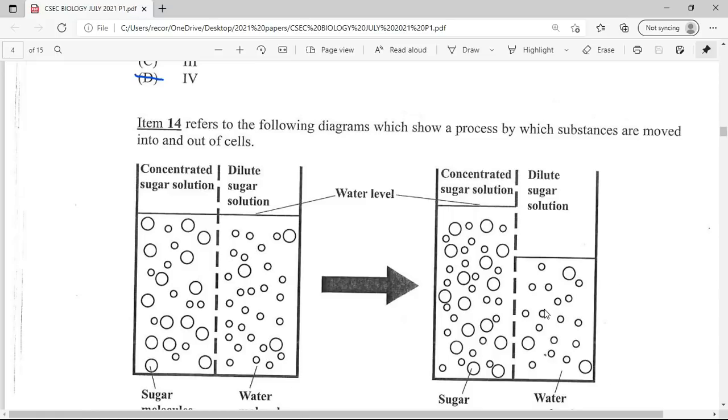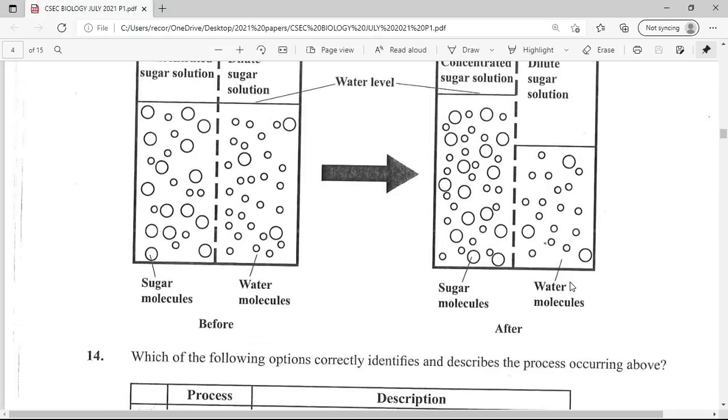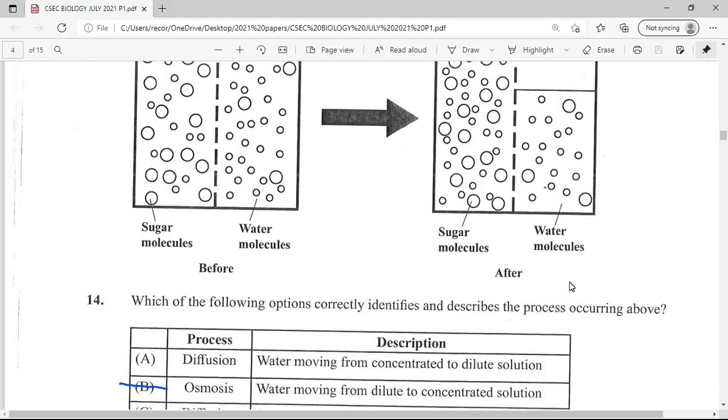They are just too large to move through the semi-permeable, or selectively permeable, membrane here. So they stay. In some cases you might have a few moving, but the net movement there is going to be with water. Now, what we're supposed to look at is which of the following options correctly identifies and describes the process occurring above. No, it is not diffusion. We know that because it's water molecules that are moving. So osmosis, B, is going to be a plausible answer.